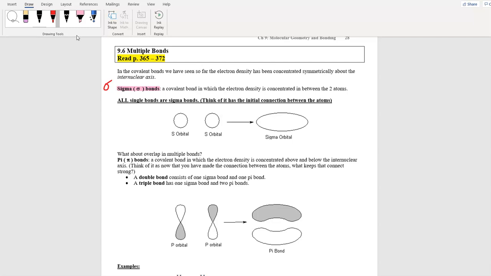All single bonds are sigmas. Sounds pretty easy to figure out, okay? And it is easy to figure out how many sigmas and pi's you have, and that's all you need to be able to figure out for the AP exam.